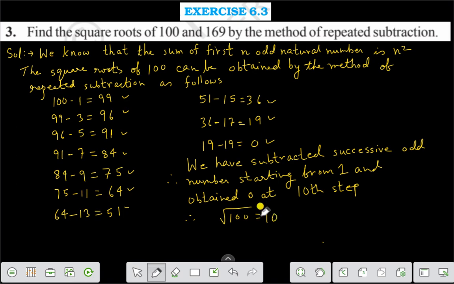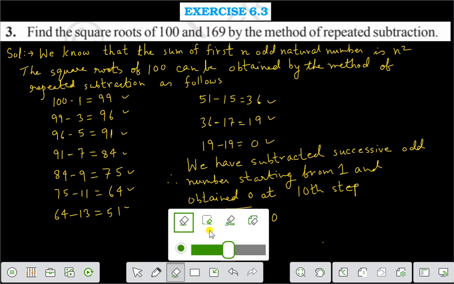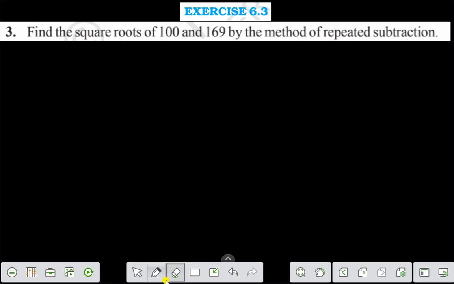Again, we know that the sum of the first n odd natural numbers is n square. The square root of 100 can be obtained by the method of repeated subtraction as follows, right? Now, let us find the square root of 169.